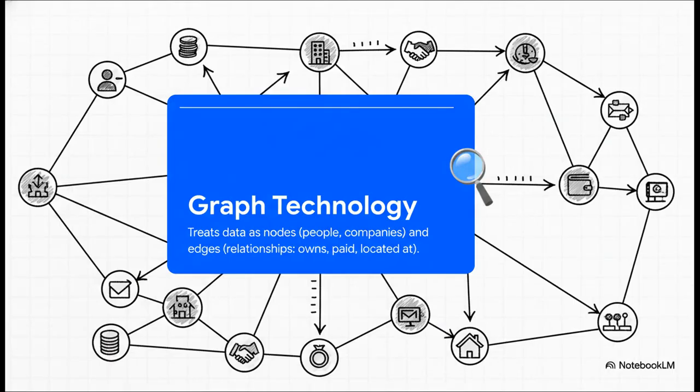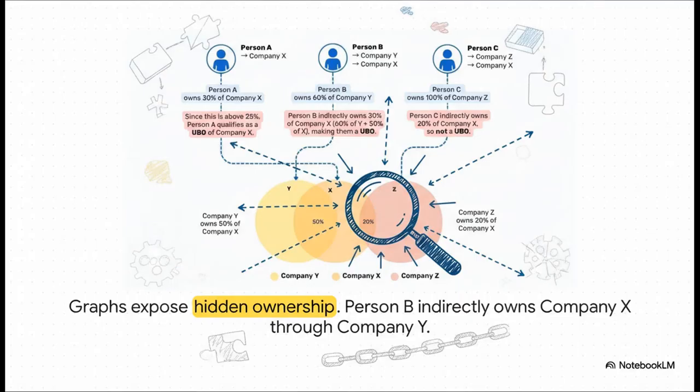So, if you want to untangle a network, you need a tool that actually thinks like a network. This is where graph technology comes in. Instead of seeing data in rows and columns, it sees it as nodes, things like people, companies, or bank accounts, and edges, which are the relationships between them, like owns, or paid, or shares an address with.